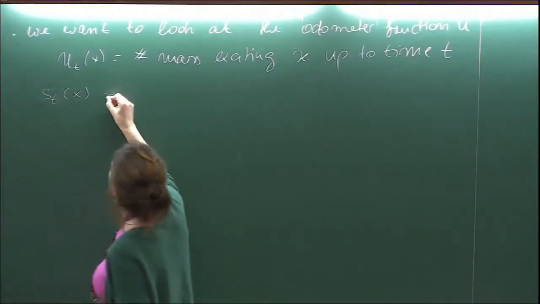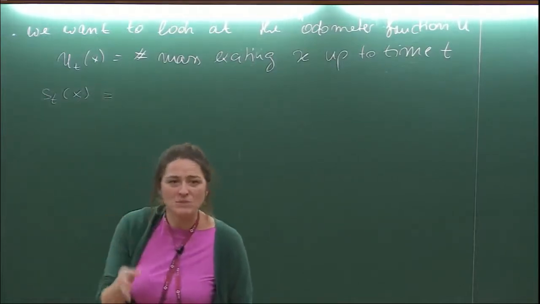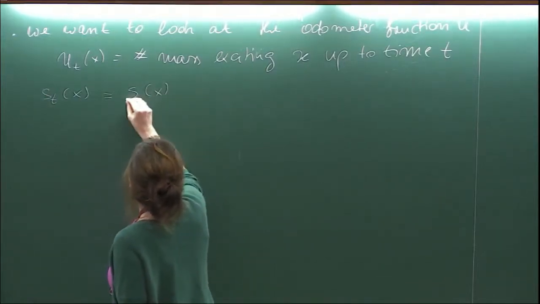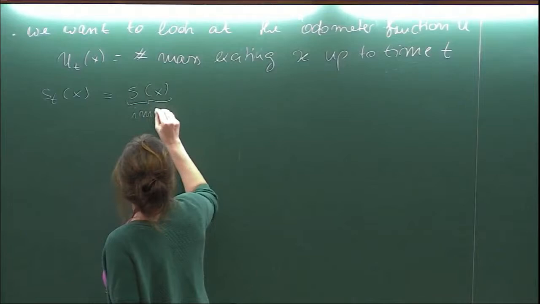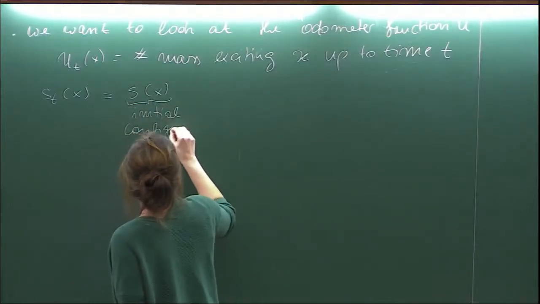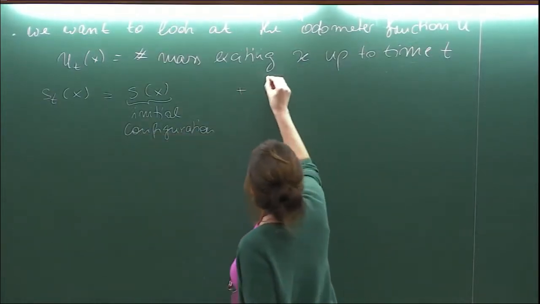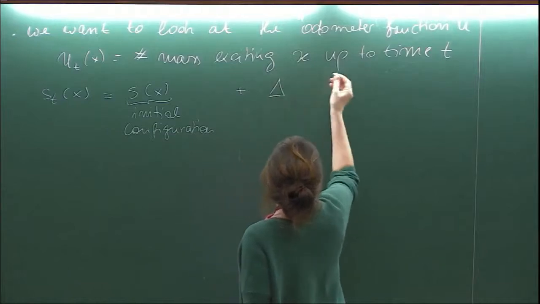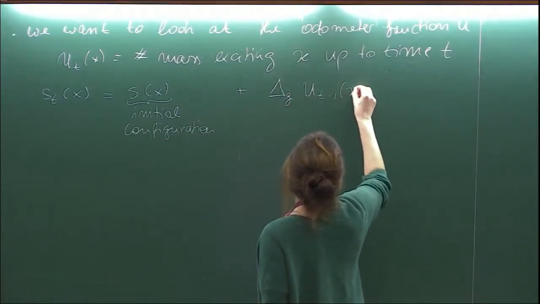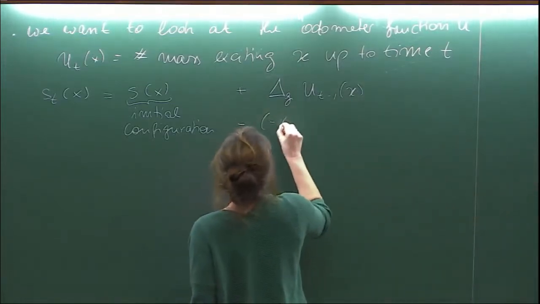so this is the driving equation which you can write down. So you can express the configuration after time t at each x as the initial one. This is the initial configuration, plus the graph Laplacian, which we encountered before, of u_{t-1} at x. Okay? I would like to write it in this way.